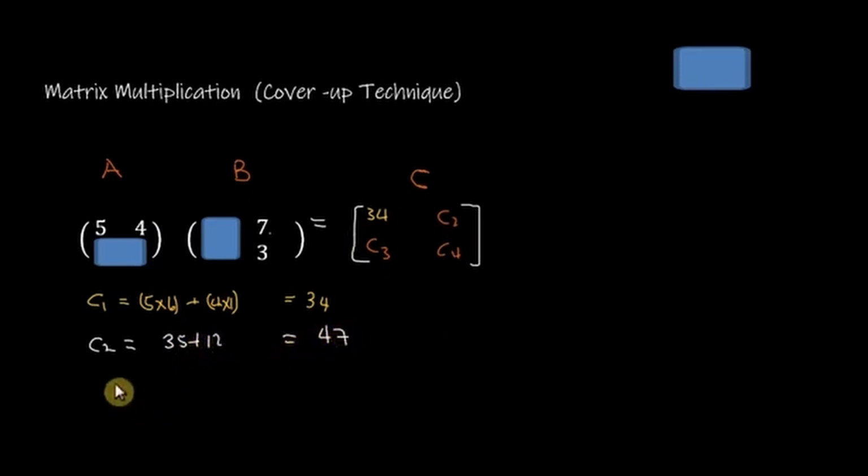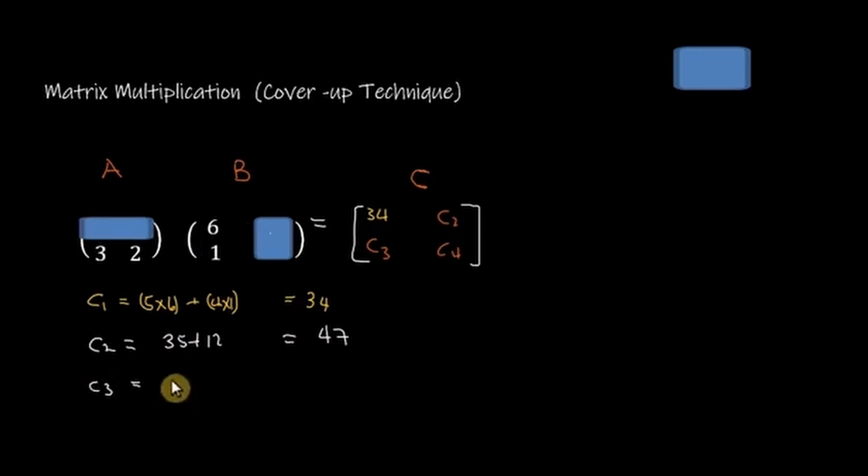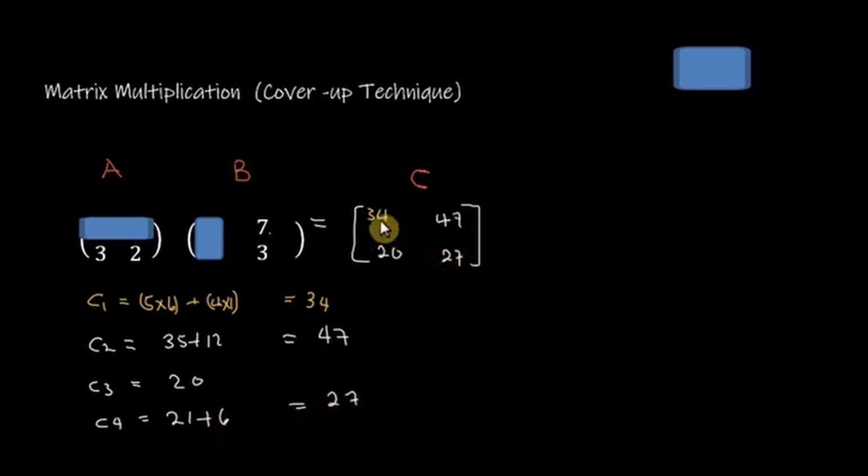I can do the same thing for C3. So for C3, I've covered up row 1 and column 2 respectively, and mentally I can just simply note that C3 is equal to 3 times 6 plus 2 times 1, and that's equal to 20. I could do that mentally. And of course, if I cover up the elements I don't need for C4, then I could write C4 is equal to 3 times 7 plus 2 times 3, which is equal to 21 plus 6, and that's equal to 27. So my final matrix is 34, 47, 20, and 27.